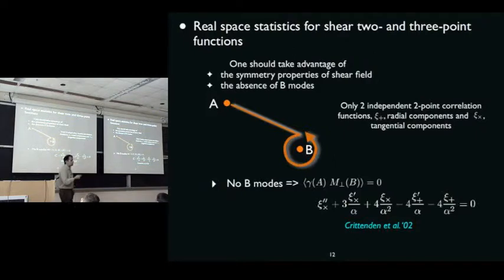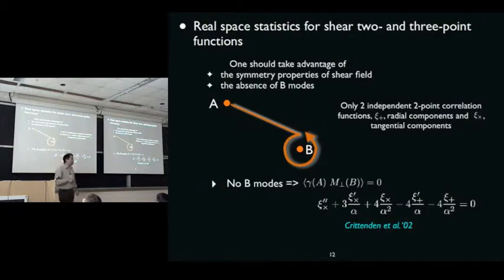The psi plus, the cross correlation being zero from symmetry reasons, but these two have no reason to vanish. They have no reason to vanish, but at the same time there is a relation between them, and this is illustrated here: if you have no B modes, then you expect the cross correlation between the shear there and the B mode there to vanish.